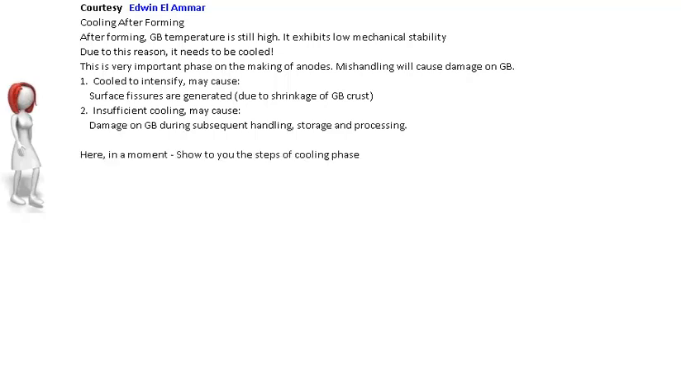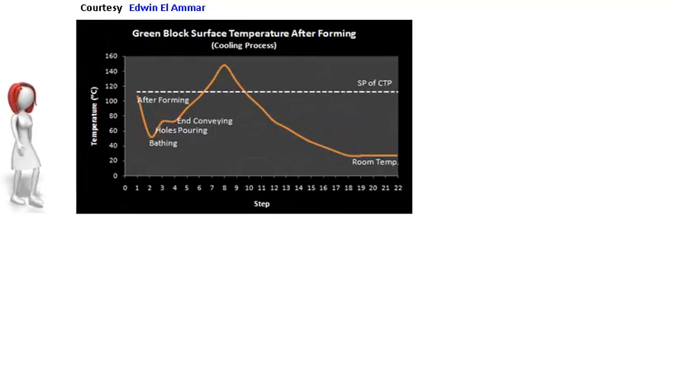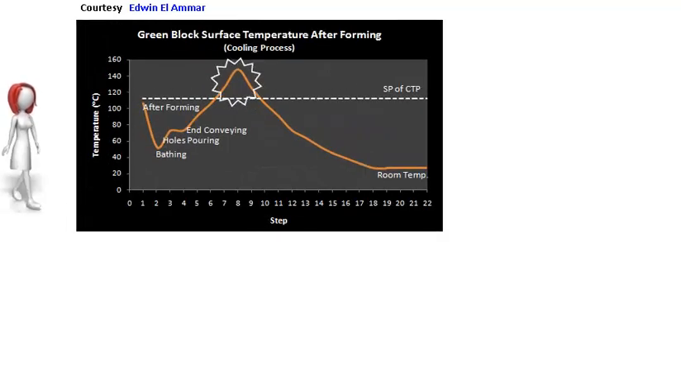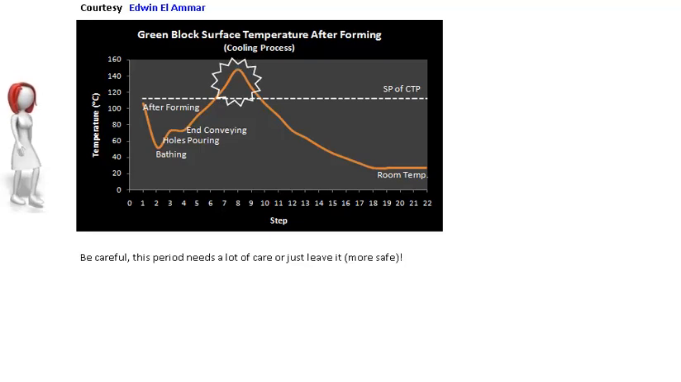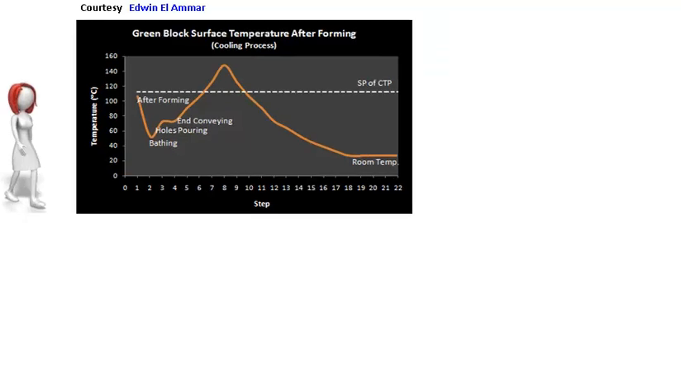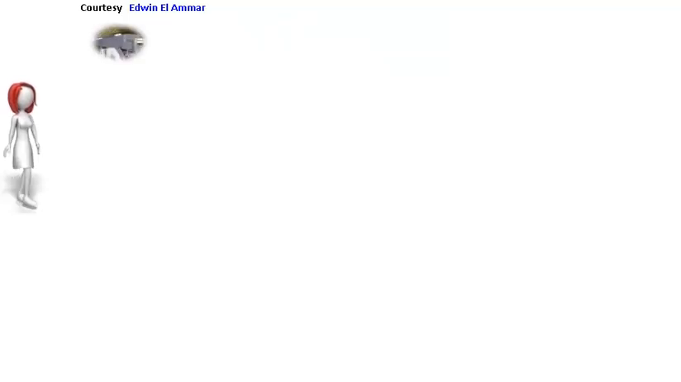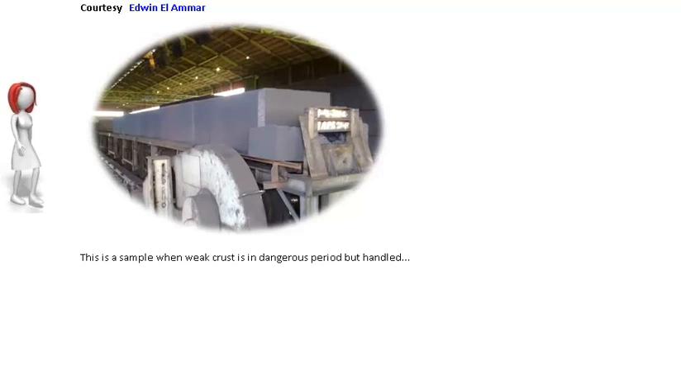Here, in a moment, I show you the steps of cooling phase. Be careful, this period needs a lot of care or just leave it to be safe. This is a sample when weak crust is in dangerous period but handled.